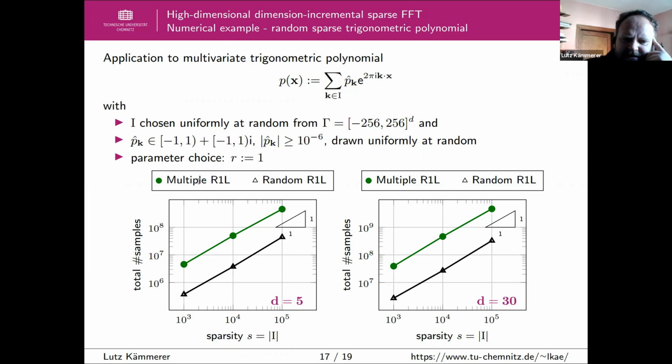And as you see, this behavior of the total number of samples compared to the sparsity is really almost linear, I would say. It's a double logarithmic plot. It's not certain that it's linear, but it's almost linear at least.